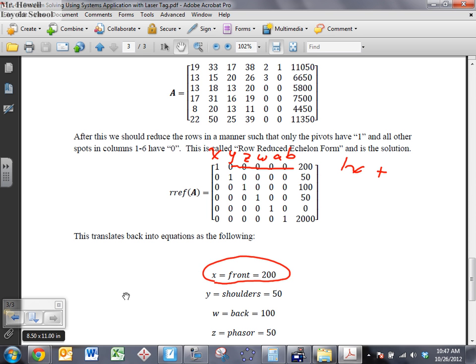Wait, so one thing doesn't have anything to do with the tagging? Yeah, that's the thing I noticed, and that's what I was going to talk about. So hold on one second. So tagging the base doesn't do anything. No. So the shoulders are worth 50 points. The back is worth 100 points, and so forth and so on.